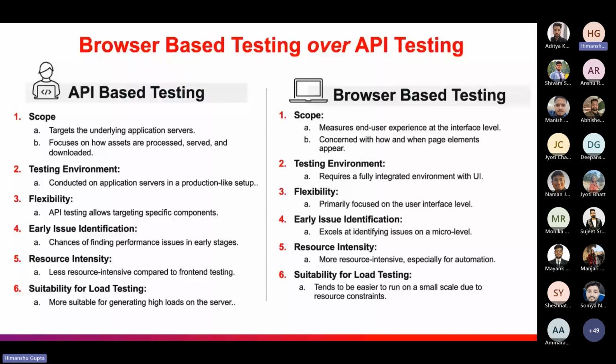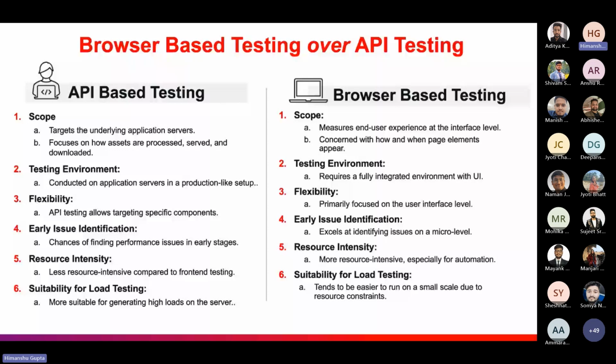Fifth is resource intensity. So in API testing, we have less resource intensity compared to the front end, whereas on browser-based testing, we have more resource intensity, especially for automation. Like here, we can provide different data at different times for different users.